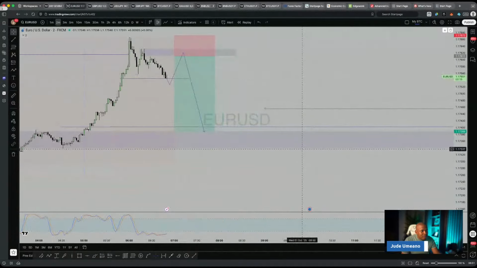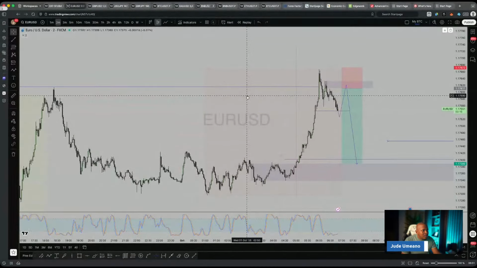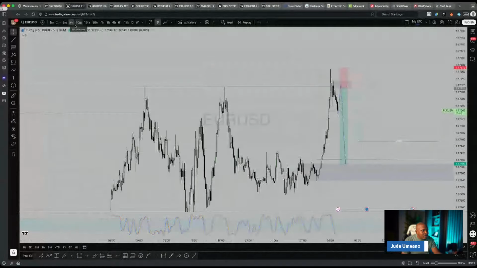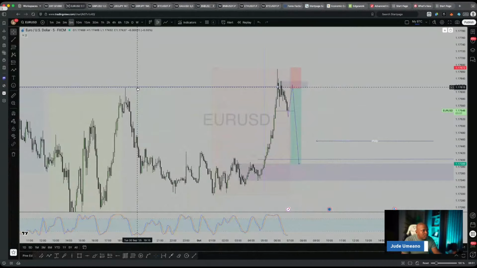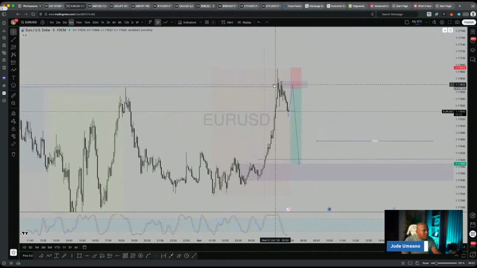Bring this down. Then when it gets here, on the 2 minutes we had a proper break, but on the 15 minutes, which is where I mostly trade, there is not a proper break of structure. Let me see if we have it on the 5 minutes. The 5 minutes, no. Okay, so on the 5 minutes, yeah. So with this, this is a viable trade to take.